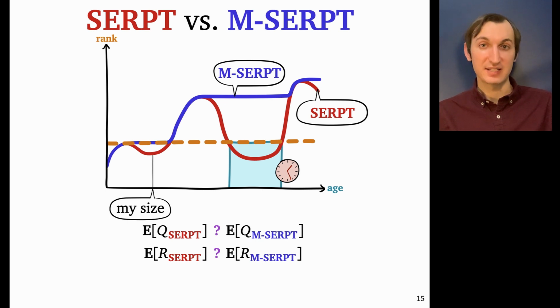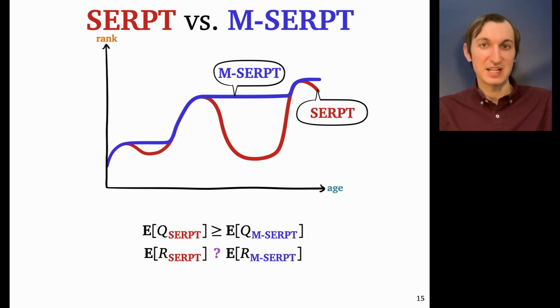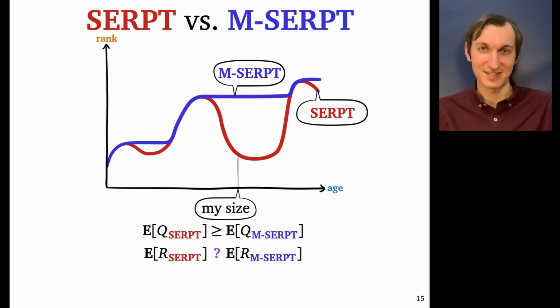And so, in fact, SERPT has larger queue-based delay than M-SERPT. Now let's talk about R, the run-based delay. For this, we're going to take the opposite perspective. Now let's suppose I'm one of those big jobs, and that this is my size.